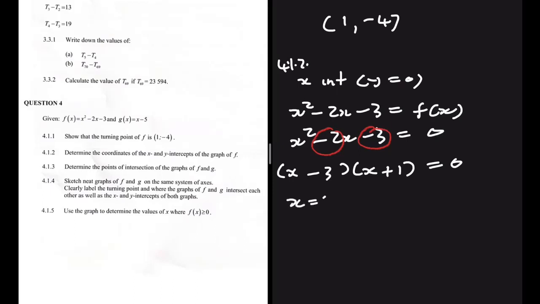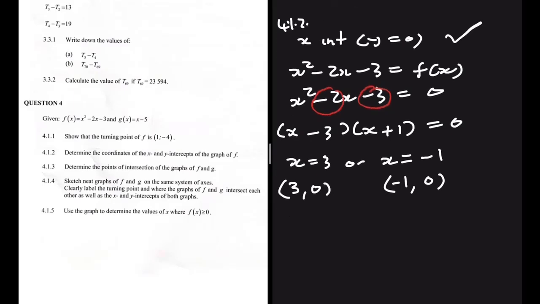So x is equal to 3 or x is equal to minus 1. x being equal to 3 and y being equal to 0. And then again here we have x being equal to minus 1 and y being equal to 0. So we have found the x-intercepts. Let's go ahead and find the y-intercept.